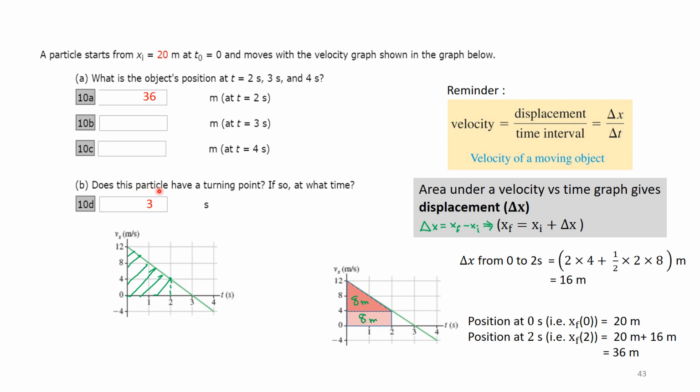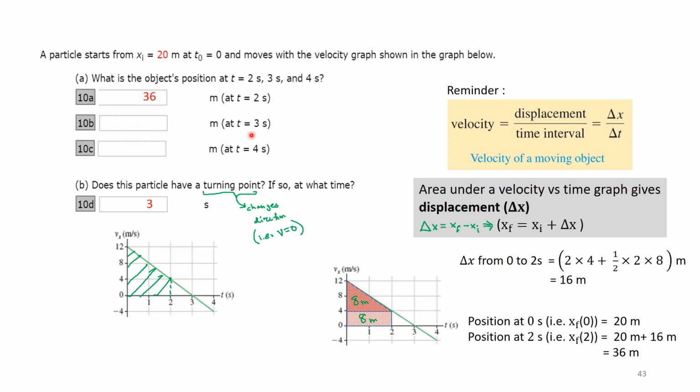Then let's also do part B. So the question is asking, when does the particle have a turning point? So what's the turning point? When it switches direction, or in other words, when the velocity becomes 0. Because the velocity starts at positive and then goes down. So at the point the velocity becomes 0, the object is turning around, so it stops and goes in the opposite direction. And we can see from the picture it's at a time of 3 seconds that the particle is at the turning point.